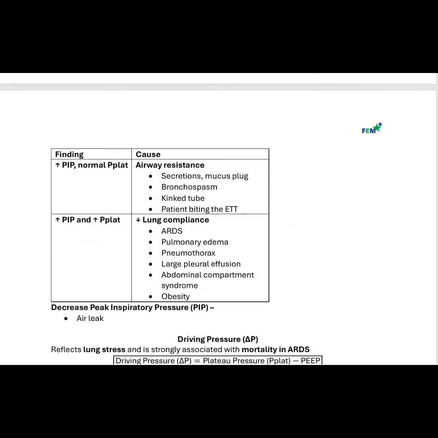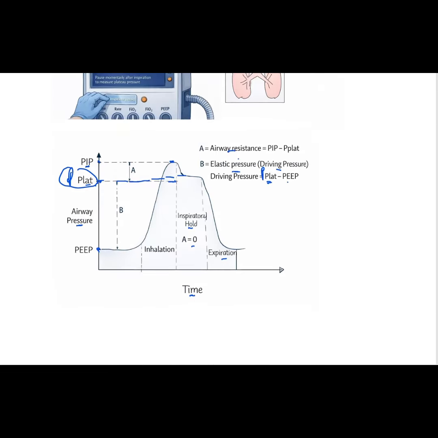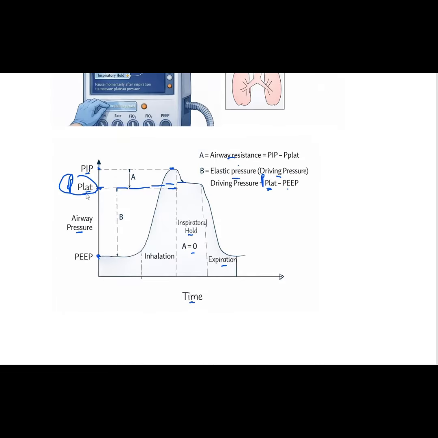If there is an increase in the PIP, but the plateau pressure is normal, so the peak inspiratory pressure is high but when we check our plateau it is normal, that means the reason the peak inspiratory pressure is high is because of airway resistance. So it's an airway resistance problem.